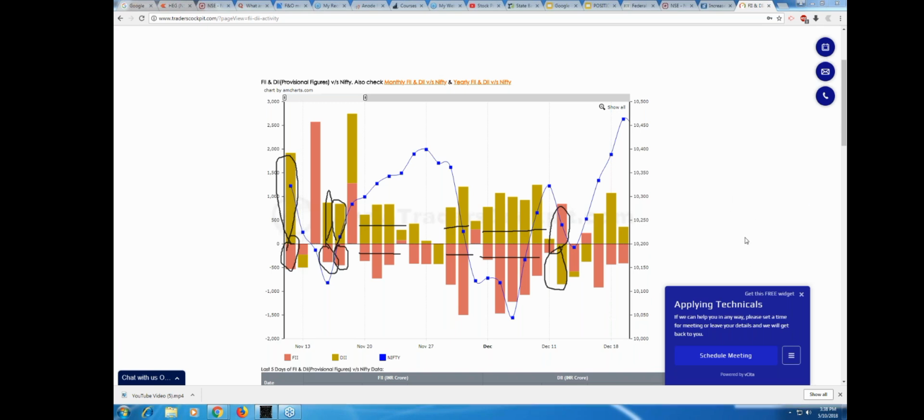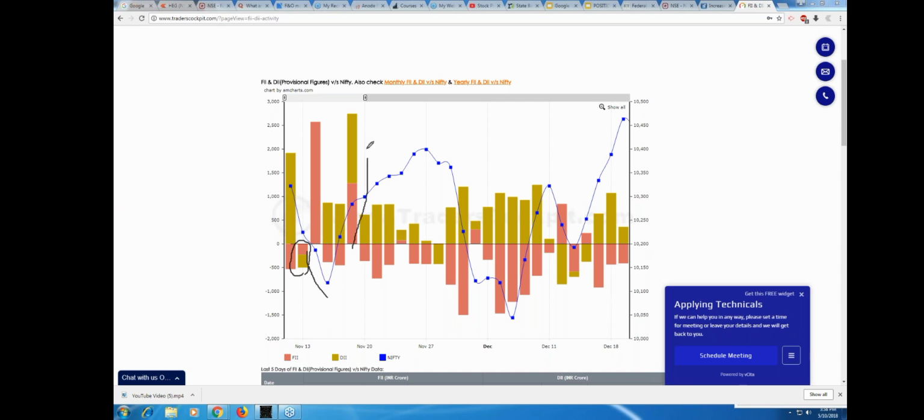I want you to interpret this data: whenever FII and DII are in the same direction, remember that when they both are buying or they both are selling, it indicates that the market will move in the same direction. For example, FII and DII both are selling here, and see, the market has come down, right? They both are experiencing weak sentiment towards buying.